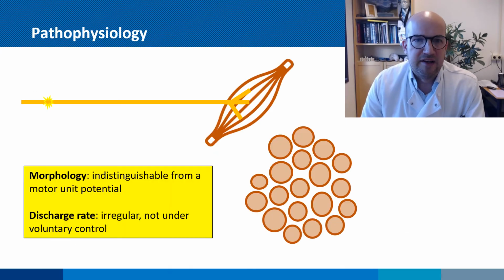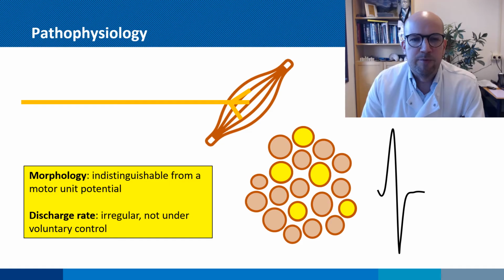We don't know exactly how fasciculations come about, but it's clear that they arise in the motor neuron and are probably a sign of some sort of motor neuron hyperexcitability. Because they arise in a motor neuron, their morphology is exactly the same as that of a motor unit potential. A main difference with motor unit potentials is that they are not under voluntary control, so they appear spontaneously and singularly, in contrast to the rhythmic firing rate of normal motor unit potentials. In the next slides, I'll show you some examples of EMG traces containing fasciculation potentials.